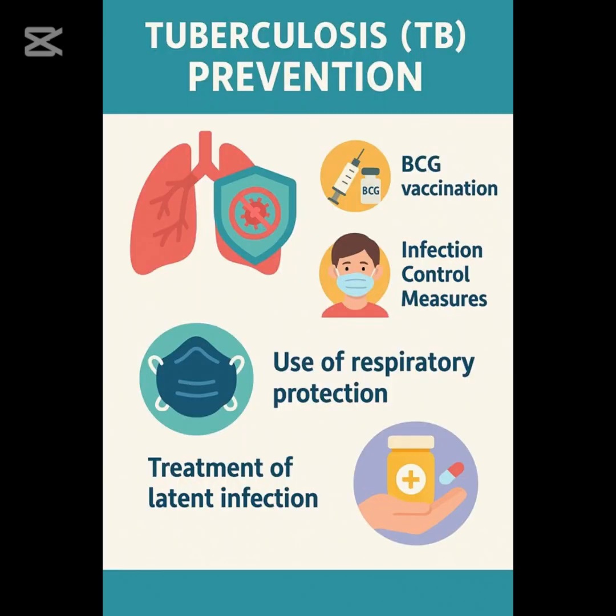Prevention. TB prevention focuses on both individual and community-level interventions. Key strategies include BCG vaccination, Bacillus Calmette-Guérin, especially for children in TB endemic countries. Infection control measures in healthcare settings. Preventive therapy for latent TB infection, especially in high-risk groups like people with HIV or those in close contact with active TB cases. Improved ventilation and hygiene in crowded settings to reduce airborne transmission.